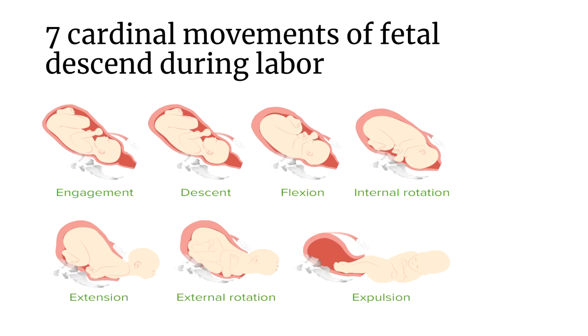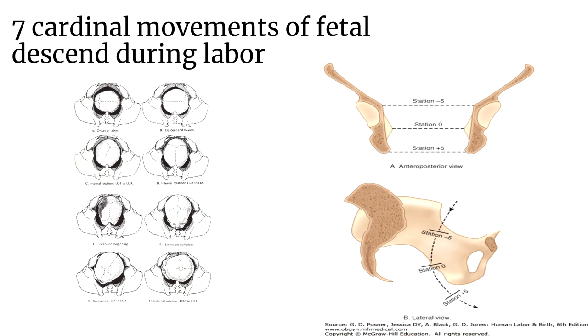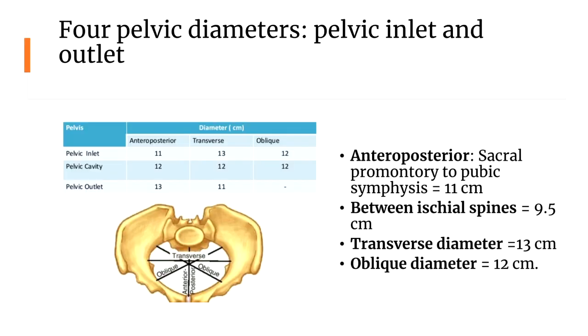Normal labor is characterized by 7 cardinal movements of the fetus, which descends through the birth canal, starting at the pelvic inlet with engagement, then descent, flexion, internal rotation, extension, external rotation, and expulsion. The descent can be measured by the different stations, the most important being station 0, which is located in between the two ischial spines.